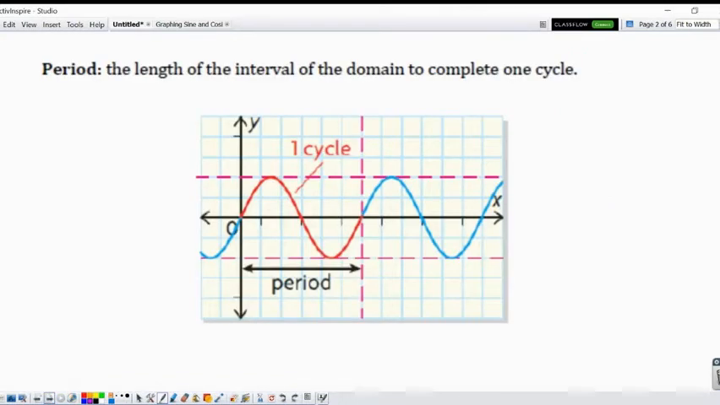The period is about x, the length of the interval of the domain to complete one cycle. Essentially, we have to go through the entire set of values that the graph covers and get back to the starting point. So we started here at a value of 0, we cycle through positive values, we go through negative values, and now we're back at the beginning and we can see the pattern start to repeat. So however long that takes in the x direction would be called your period.